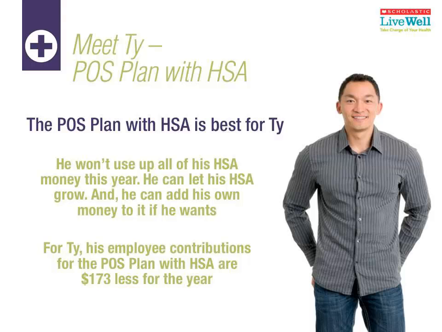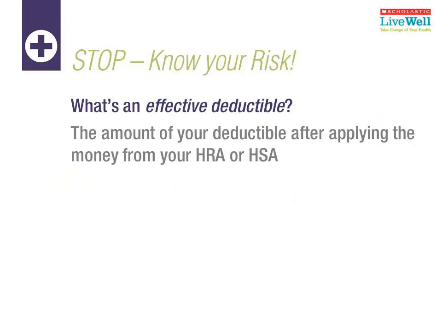The POS plan with HSA works really well for Ty, but before you pick a plan, you have to know your risks. Stop! Know your financial risk before enrolling in a medical plan. Even if you receive the $150 or $300 automatic deposit for enrolling and all incentive money available to you, your financial risk is greater if you enroll in the UHC Choice Plus POS plan with HSA. That's because your effective deductible is higher under the POS HSA plan.